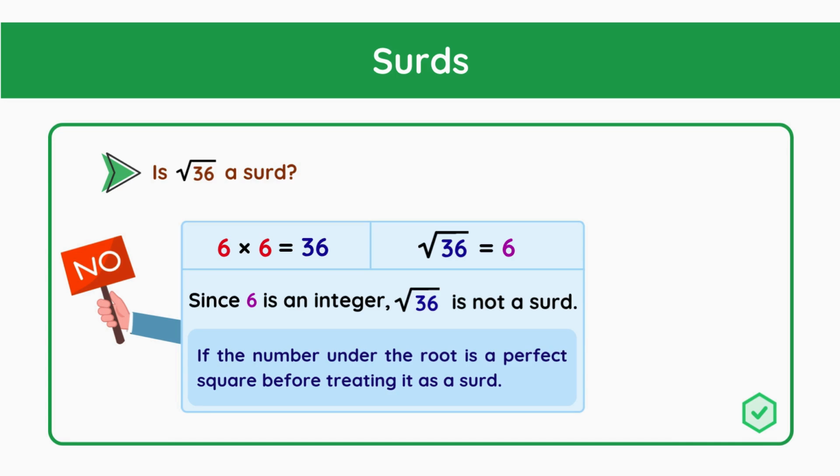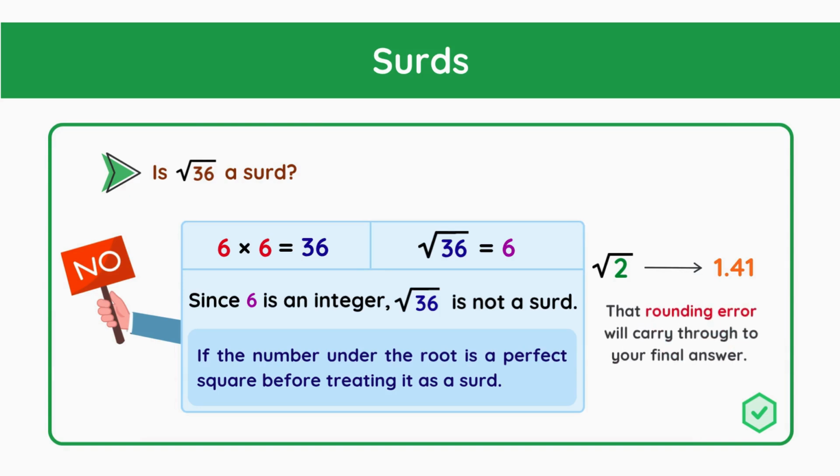Using surds is important because it preserves accuracy. If you round square root of 2 to 1.41 early in a multi-step geometry or algebra problem, that rounding error will carry through to your final answer. Keeping the value as square root of 2 ensures your calculations remain mathematically exact. Next, we will look at how to simplify surds.